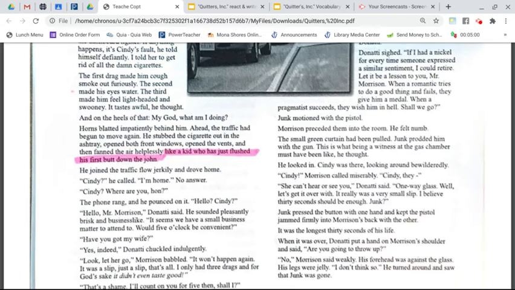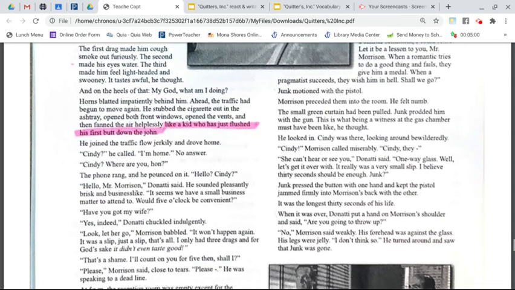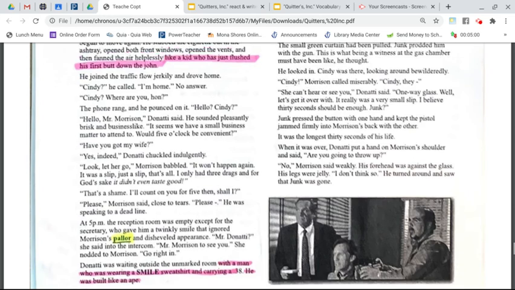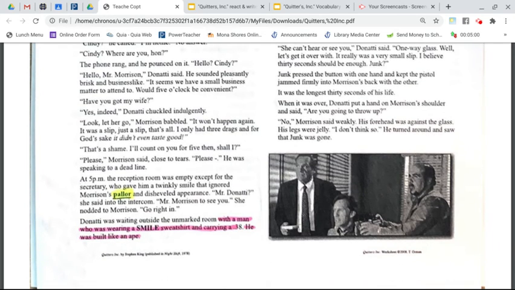It really was a very small slip. I believe 30 seconds should be enough. Junk pressed the button with one hand and kept the pistol jammed firmly into Morrison's back with the other. It was the longest 30 seconds of his life. When it was over, Donati put a hand on Morrison's shoulder and said, Are you going to throw up? No, Morrison said weakly. His forehead was against the glass. His legs were jelly. I don't think so. He turned around and saw that Junk was gone.